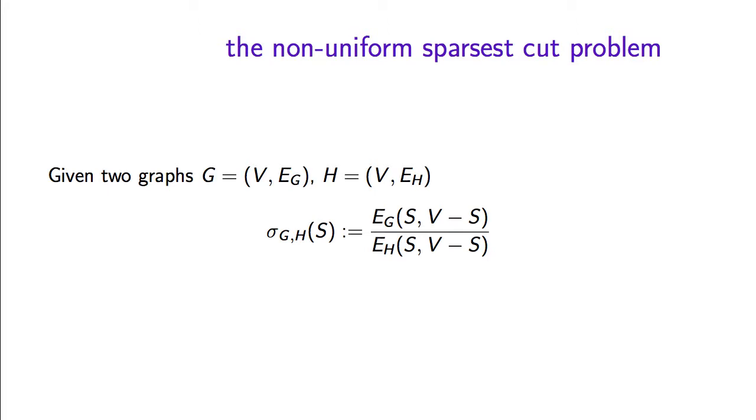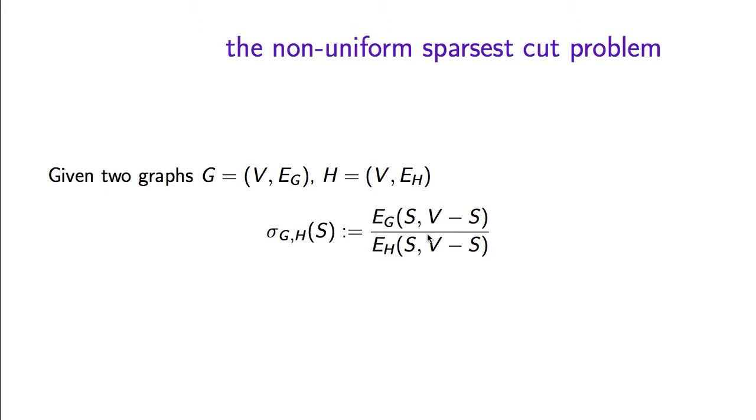In the non-uniform sparsest cut problem, we're given two graphs over the same set of vertices. And in the common definition of the problem, we're looking for some subset of vertices that minimizes the following cost function. The number of edges that are cut by the partition S, V minus S in the graph G divided by the number of edges that are cut by the partition S, V minus S in the graph H.